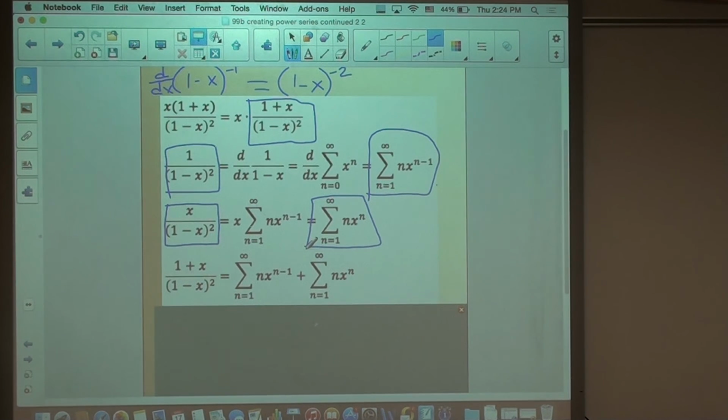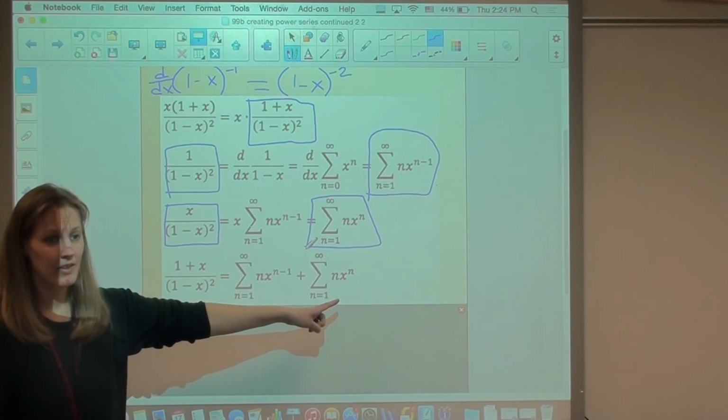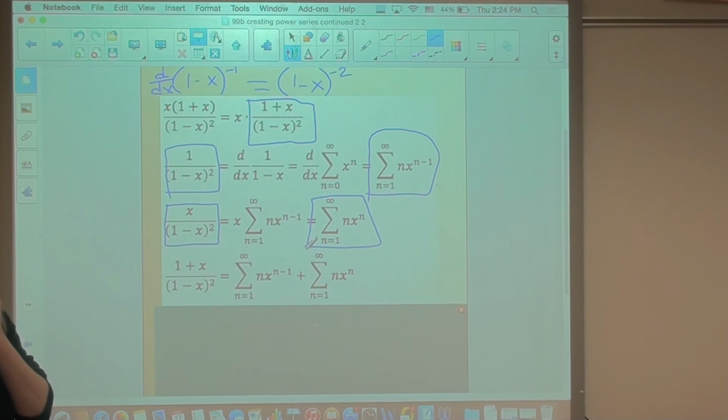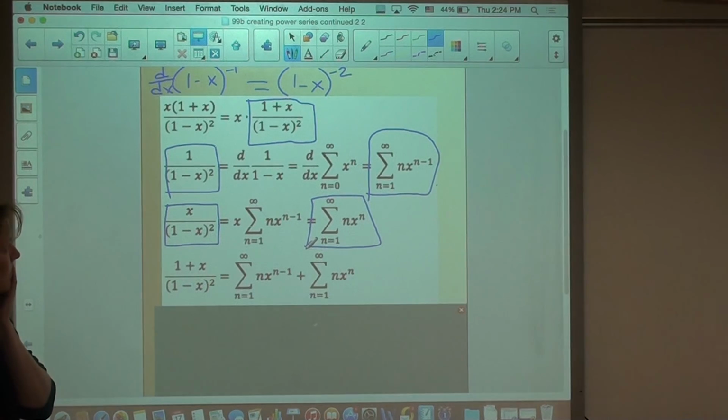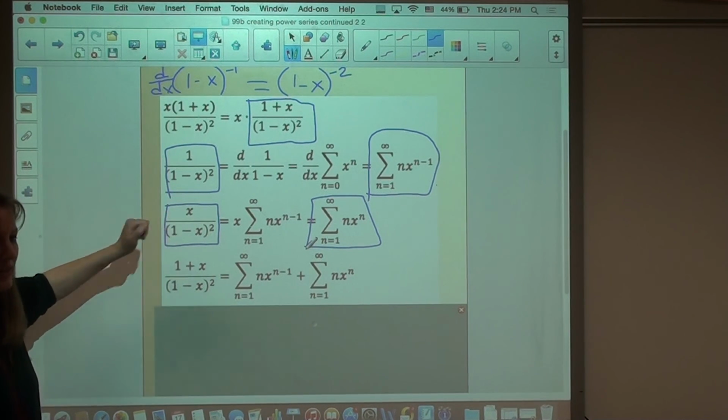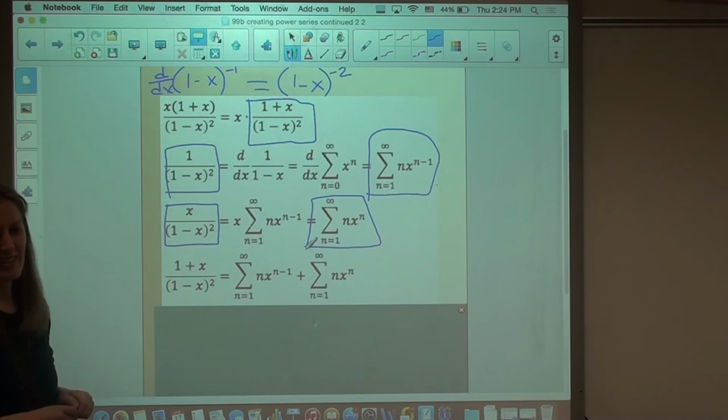So what do we do now? We're not done. We're getting there. There's still an x to the n, and then another x to the n. How do you add those? You have to multiply the whole thing by x still, so you'd have n x to the n. How do I add this? Think about algebra.